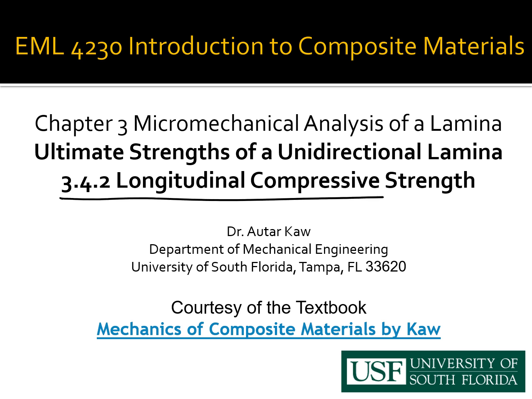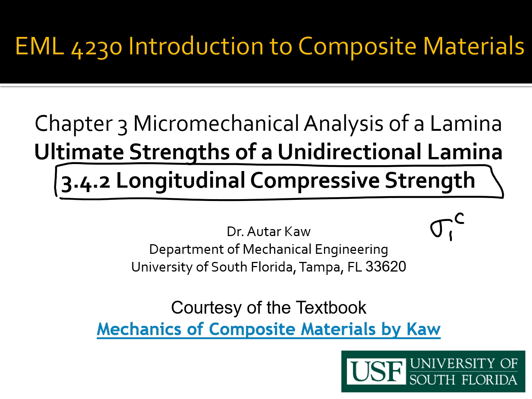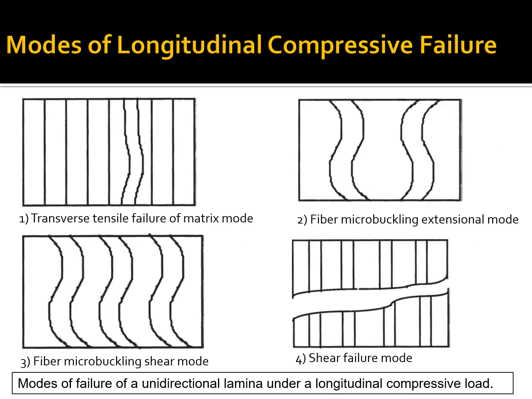In this segment, we're going to find out what the longitudinal compressive strength of a unidirectional lamina is. So basically what we are trying to do is find sigma 1c ultimate of a unidirectional lamina. Unlike our tensile longitudinal strength, we have to look at this particular problem differently because the modes of failure are going to be different.